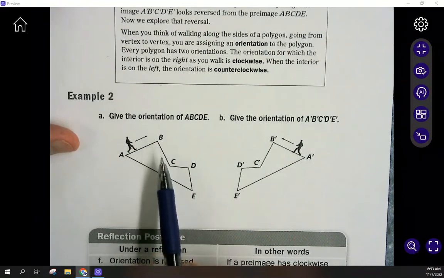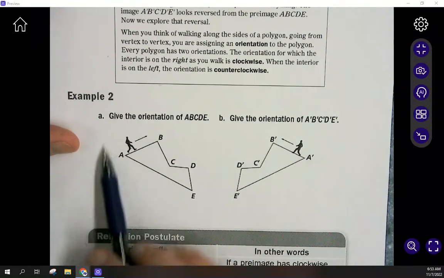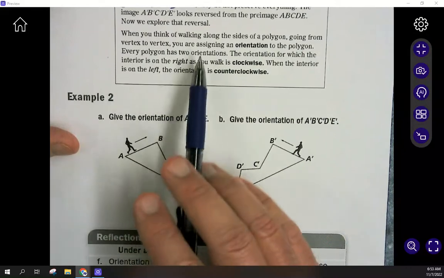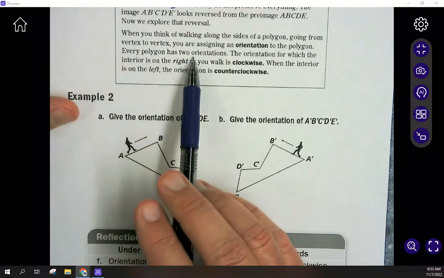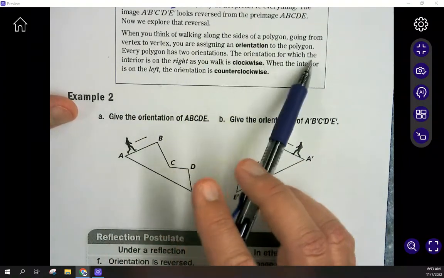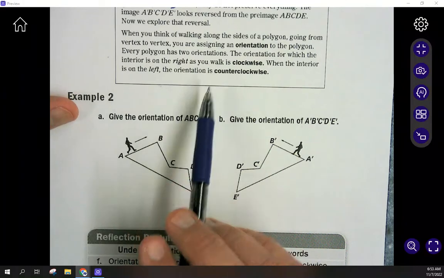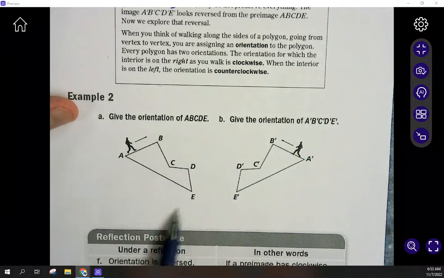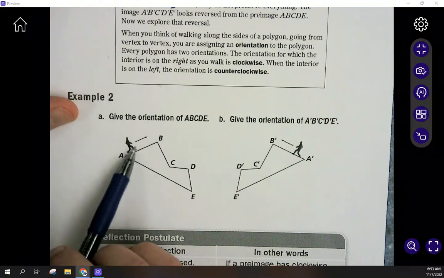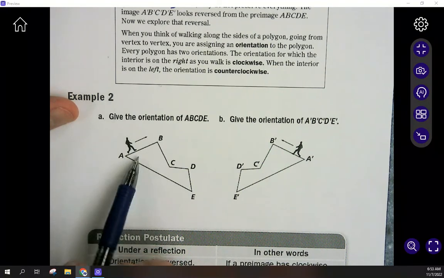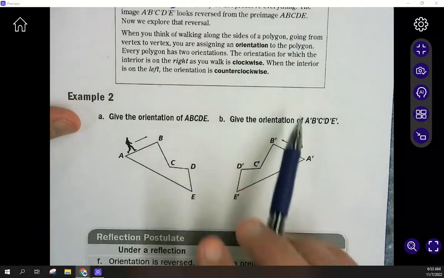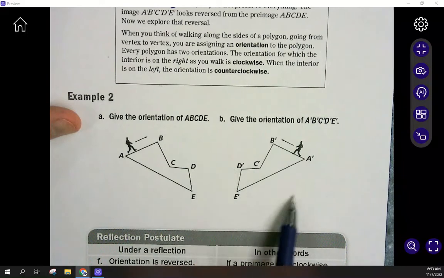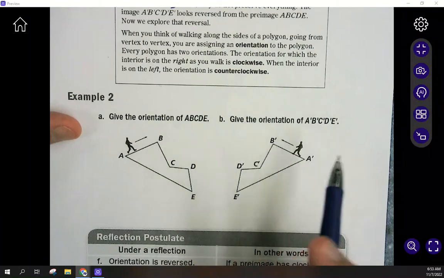So as you're naming it and you're going around the outside, either clockwise or counterclockwise, you are assigning an orientation to the polygon. Every polygon has two orientations. The orientation for which the interior is on the right as you walk clockwise. So as you make your way around the outside of this, to the right is the interior. But just think about going around the outside. Think about a clock. We're going clockwise. And if the interior was on the left, or you're going around this direction, then the orientation is counterclockwise.